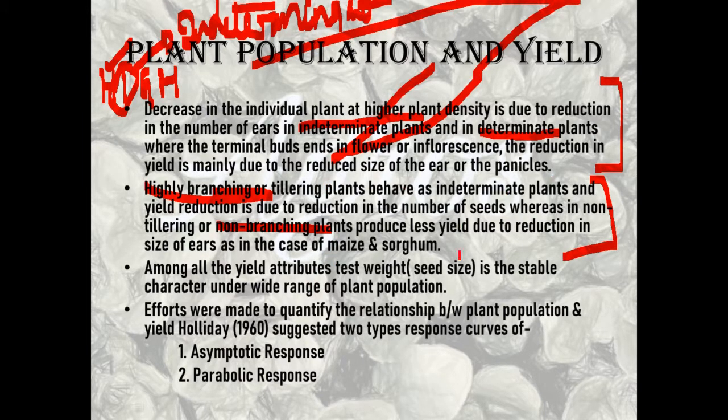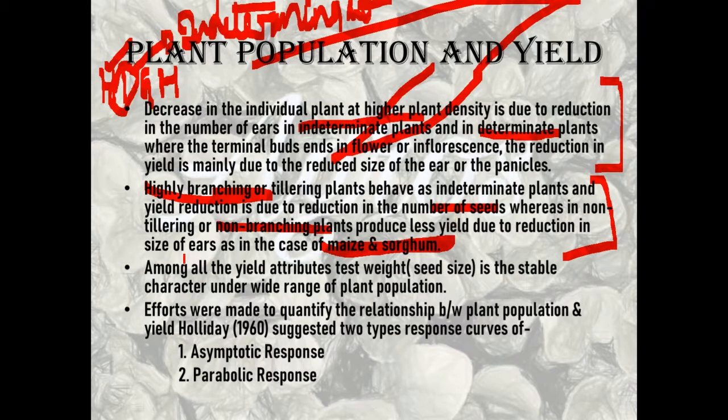So their number of seeds decreases, and hence the yield decreases. And just the opposite of this, non-branching plants are similar to determinate plants, and hence there is a reduction in yield due to the reduction in the size of the ears or the seeds of panicles. The best examples of determinate plants are maize and sorghum.